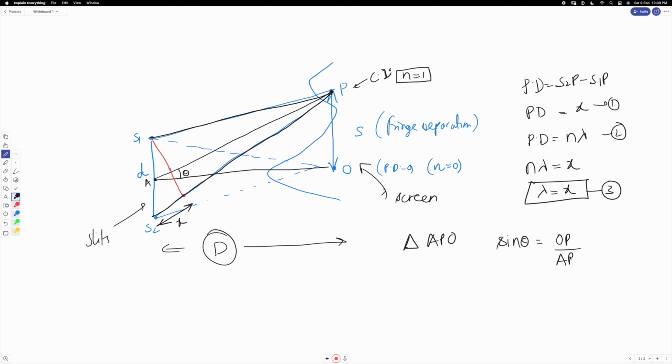From the triangle APO, we can say sine theta is equal to opposite, which is OP, divided by hypotenuse, which is AP, right? But while deriving this equation, Huygens has made an assumption. The assumption he made is that the screen distance, which is capital D, is much larger than the slit separation, small d here, due to which theta is very small.